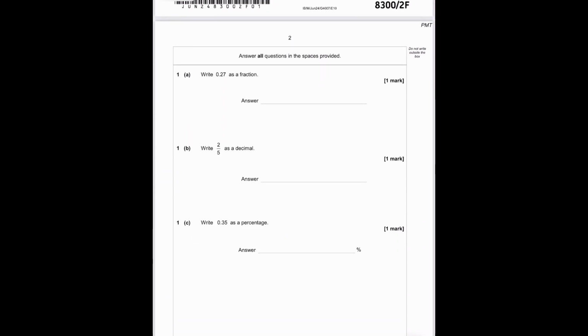Write 0.27 as a fraction. So that's 27 out of 100. Write 2/5 as a decimal. 2/5 is 4/10, so that's 0.4. And 0.35 as a percentage, we times it by 100 and we get 35%.